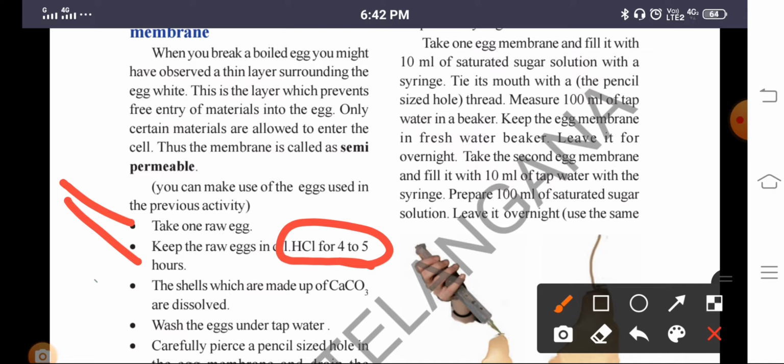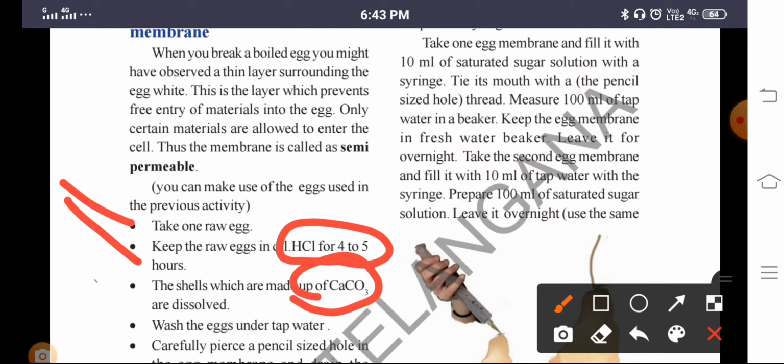The outer shell of the egg is made up of calcium carbonate. It is very important, keep this in your mind: the outer shell of the egg is made up of calcium carbonate. That is the reason it is strong and thick. To remove this thick and strong shell made of calcium carbonate, we have to dip it in the HCl for 4 to 5 hours.